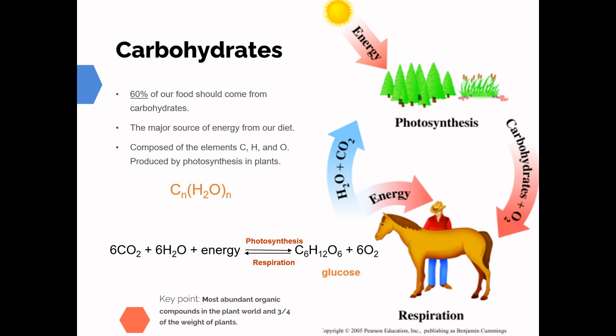The equation present here shows how carbon dioxide and water in the presence of sunlight is converted into glucose and oxygen through a process called photosynthesis, and back to carbon dioxide and water when we respire. Carbohydrates are the most abundant organic compound in the plant world, and three-quarters of the weight of plants is carbohydrates.